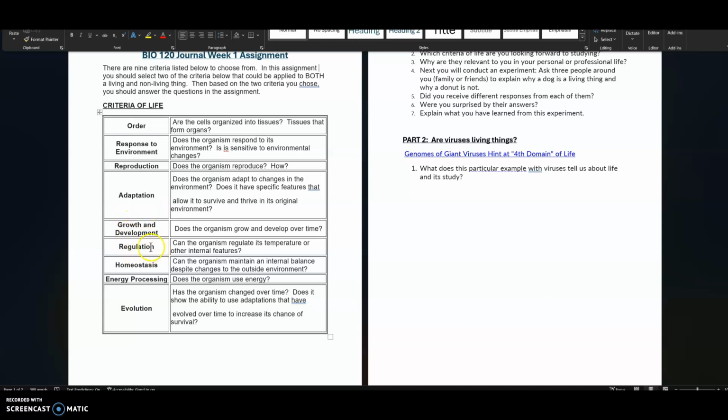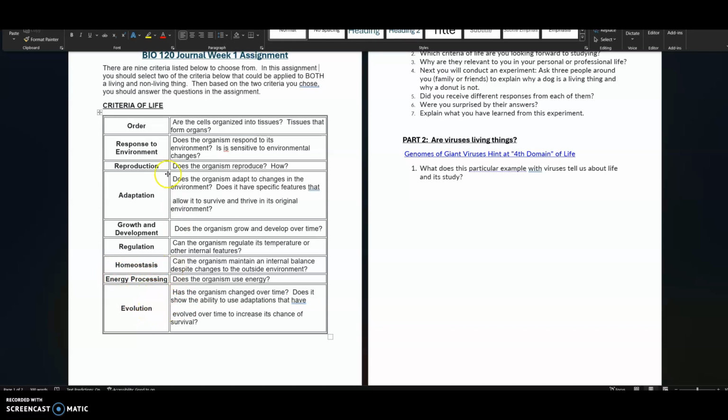Can the organism regulate its temperature or any other kind of internal features? Can it maintain homeostasis, which means balancing its responses to the environment? For instance, in humans, if we get too hot, we start to sweat, and that is our way of maintaining homeostasis to cool our body back down. Does the organism use energy? And then does the organism change over time?